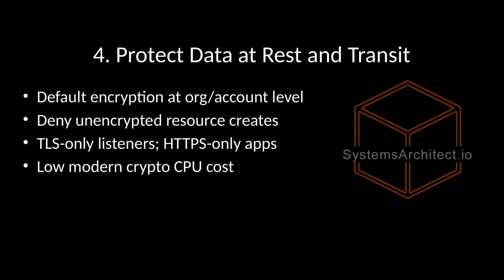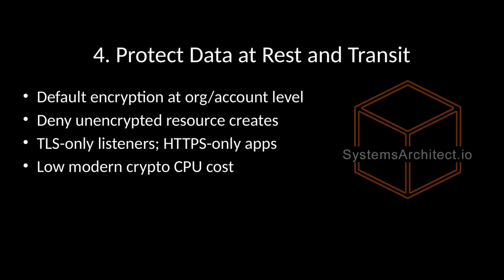Fourth, protect data at rest and in transit. Stolen disks, shared snapshots, or sniffed traffic should yield ciphertext, not gold. Is strong encryption expensive? Modern AES 256 hardware crypto is cheap, under about 2% CPU, and required by major compliance regimes. Turn encryption on by default at org level and deny unencrypted creates with SCPs, Azure policy, or organization policies.